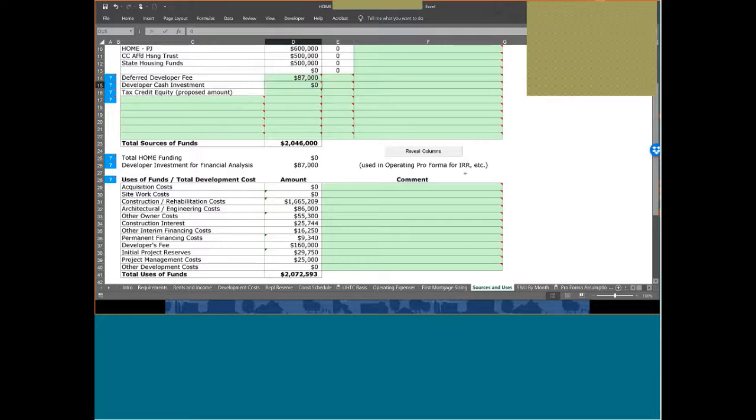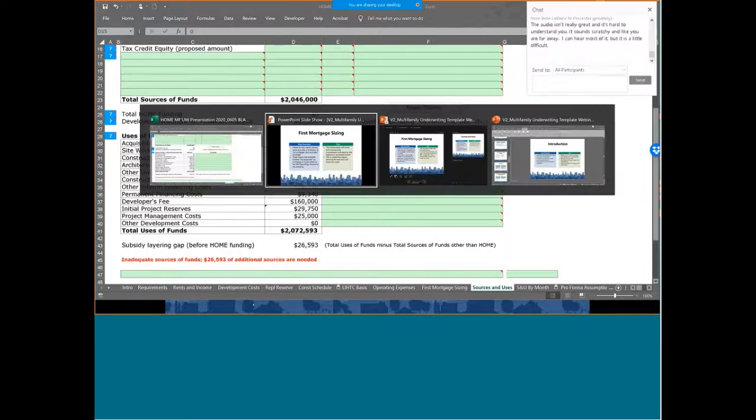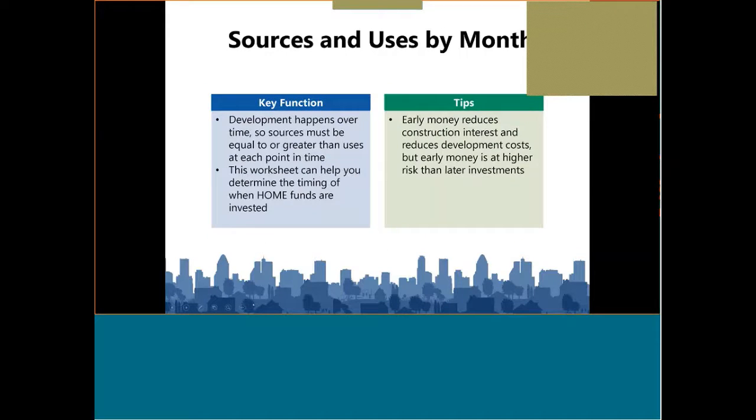So with that, we now see that our gap has dropped to $26,593. But wait, there's more. We're not done. So we're going to continue to refine our numbers, and there's one more place that we want to do that, and that is on the sources and uses by month worksheet.